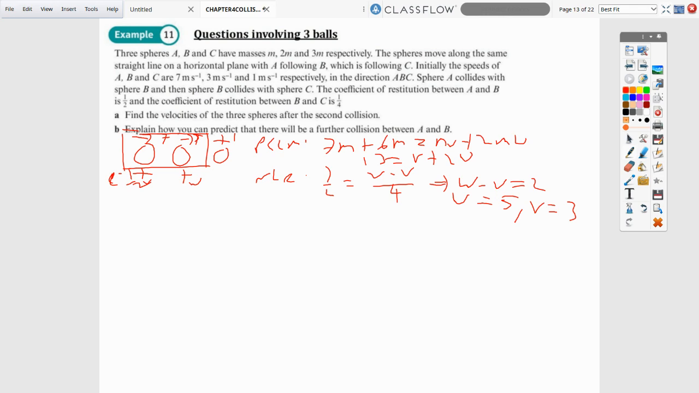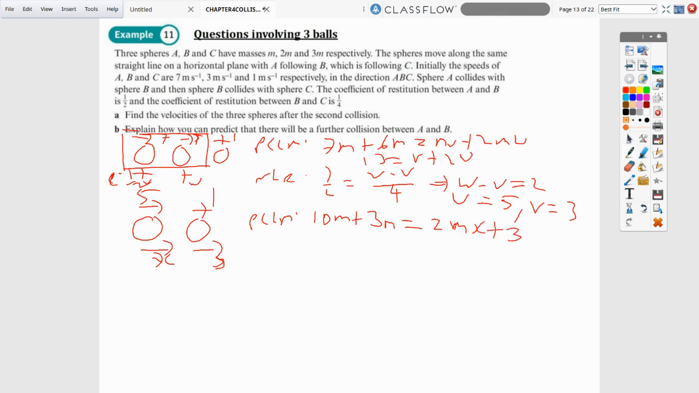Alright, and then we're going to do it for the second collision. So we're going to do it for the two particles again. We're going to have 5, we're going to have 1, we're going to have 2, and we're going to have y. Because that's going to be my new thing that I'm going to look at. Well, it's not going to be 2, it's going to be x rather. So, we're going to do PCLM once again. We're going to go 10m plus 3m is going to be 2mx plus 3my. Again, I'm assuming you know what PCLM and NLR is by now. You've done that many of them. 13 is going to be 2x and 3y.